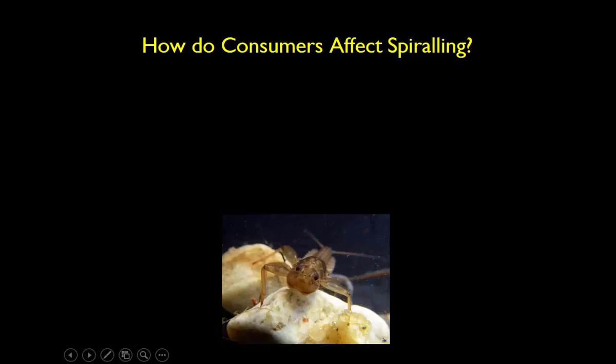So going to reduce what we sometimes refer to as the standing crop of producers. So yeah, there'll be less producer biomass, right? So we might lengthen the spiral.